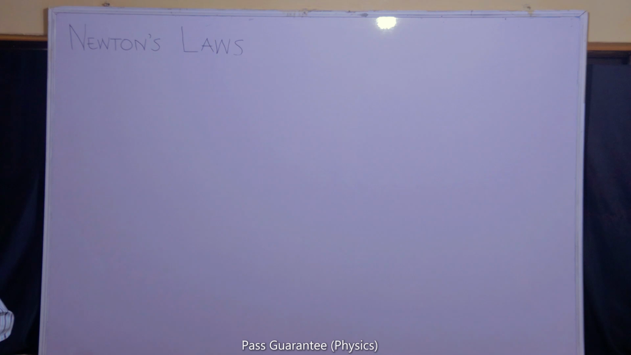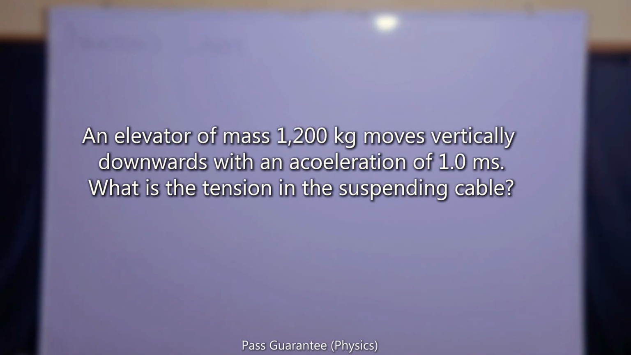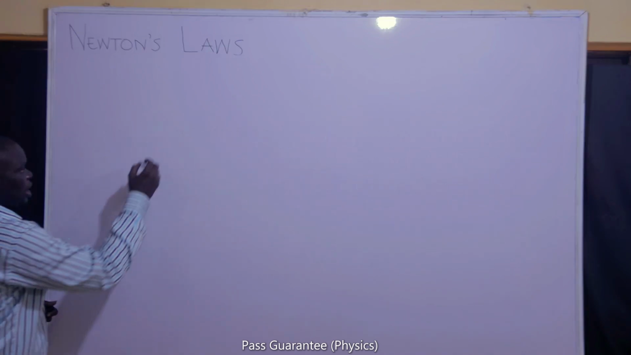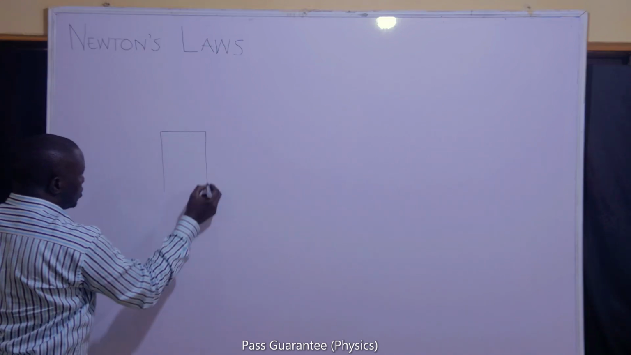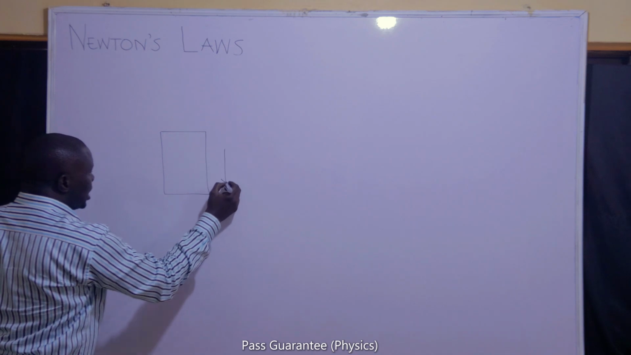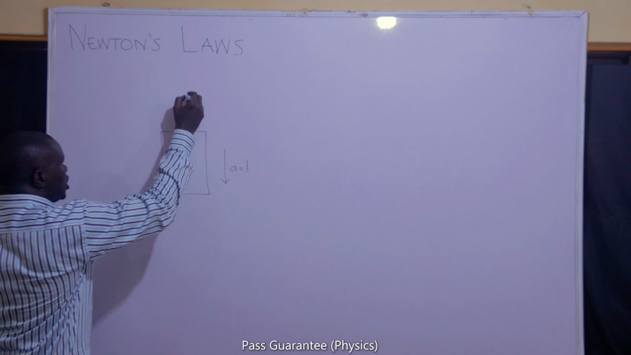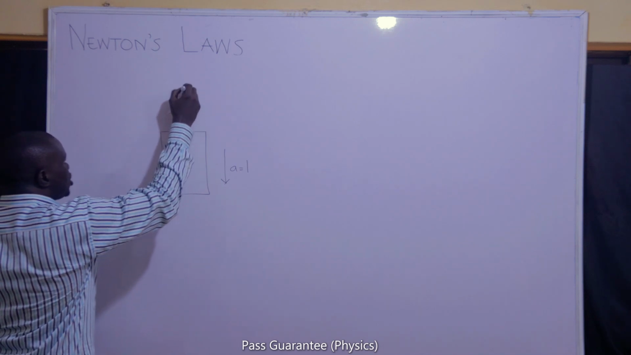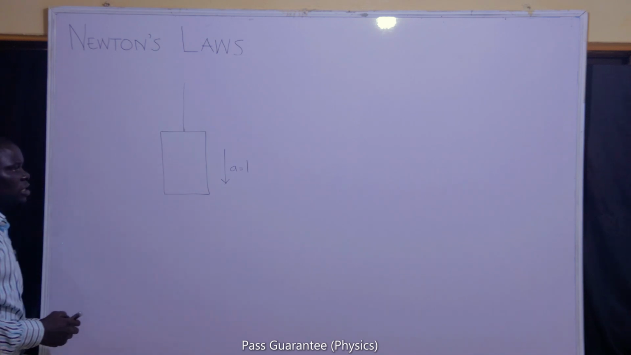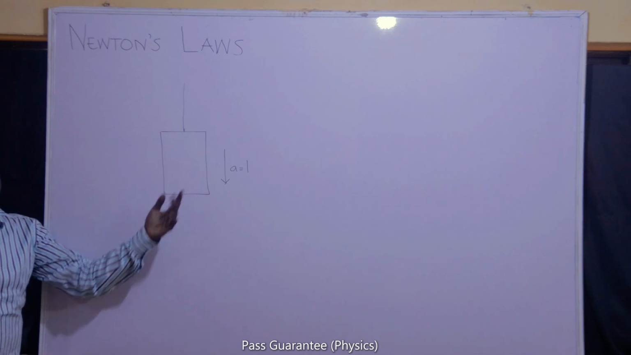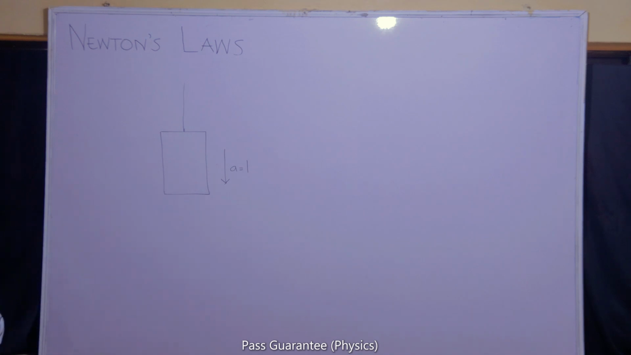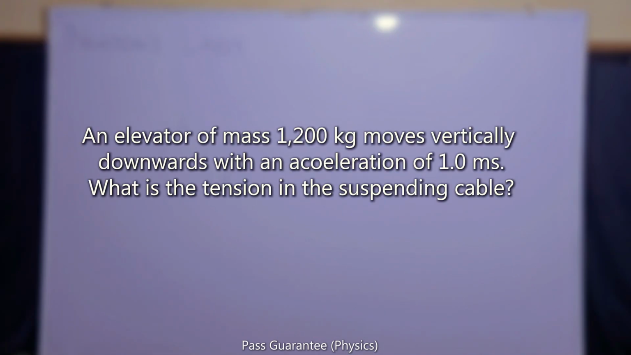The first part that we are going to look at is an elevator of mass 1,200 kilograms that moves vertically downward with an acceleration of 1. What is the tension in the suspending cable? It's an elevator, moving vertically downward with an acceleration of 1. What is the tension in the cable that is suspending it, which is preventing it from falling? We are not even told that there's anybody inside the elevator. It's the whole of the elevator that we are considering. So we want to find the tension in the suspending cable.